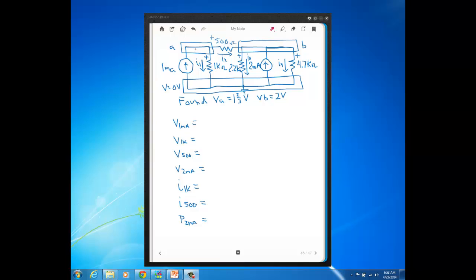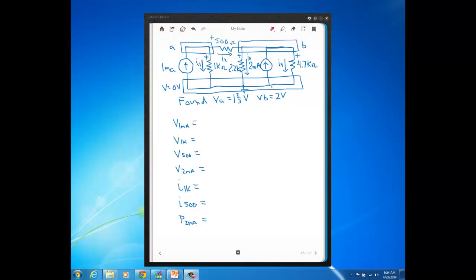So that means that there's 1 2/3 volts at this node with respect to ground. So you see between these two nodes is 1 2/3 volts. Likewise, between node B and ground is 2 volts. Okay, because remembering again, voltage at a node is with respect to ground.